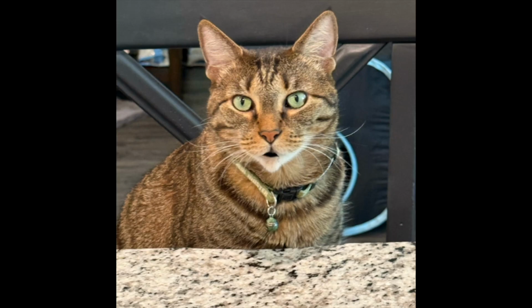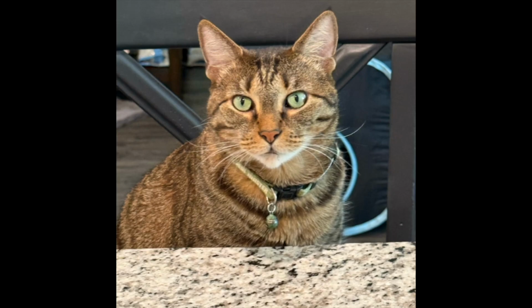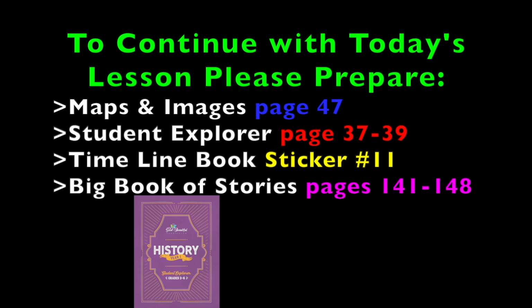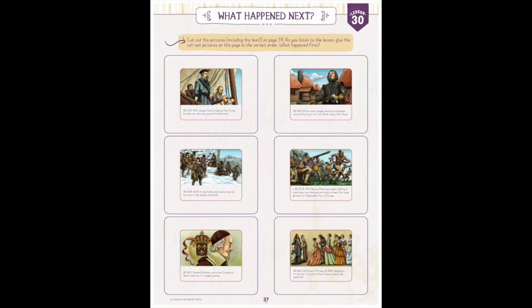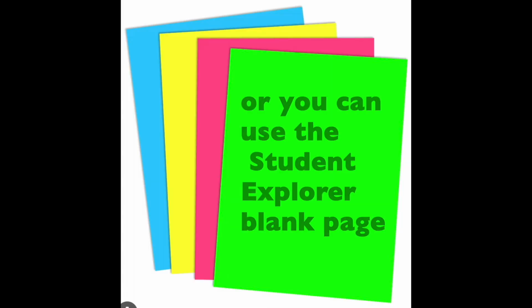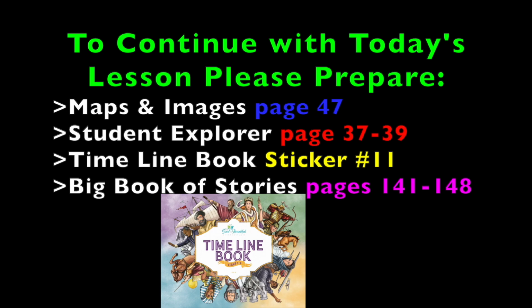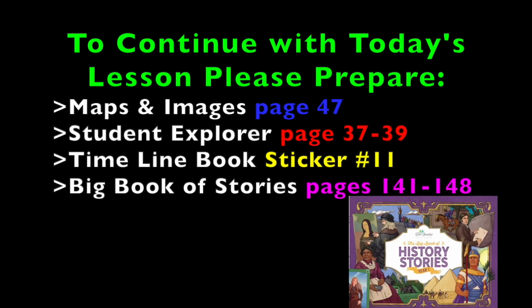Okay, to continue with today's lesson, please prepare maps and images. Open to page 47. Your Student Explorer, pages 37 and 39. And you're going to need to carefully cut out each of the pictures and the text. And I'll explain what we're going to do next, because you're going to need a piece of that poster board we sent with some glue. Timeline sticker book number 11. And your big book of stories. You're going to need your book and the app.